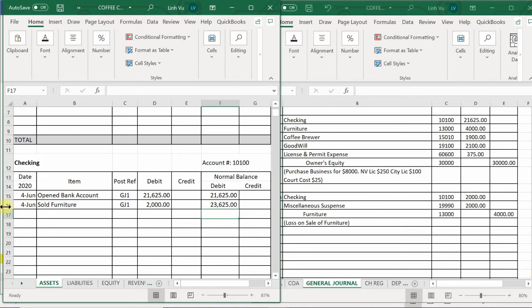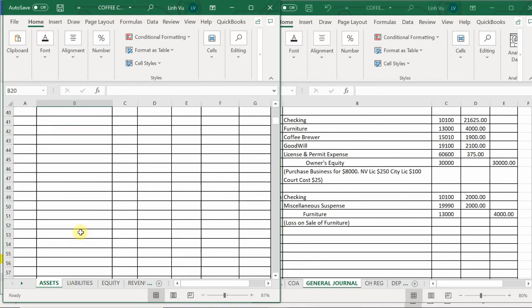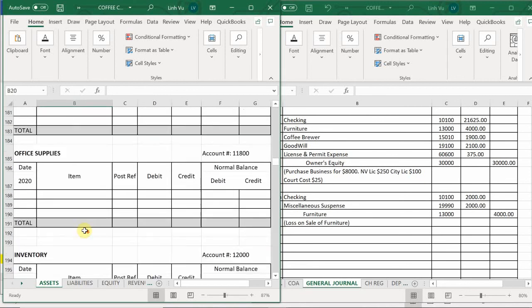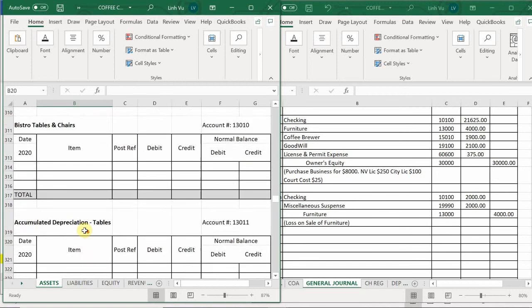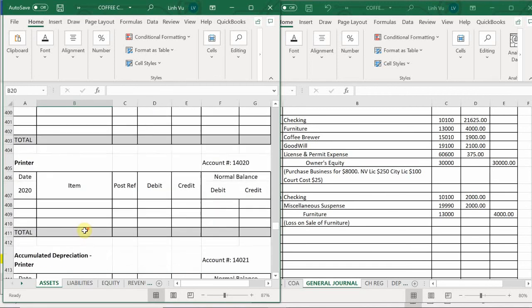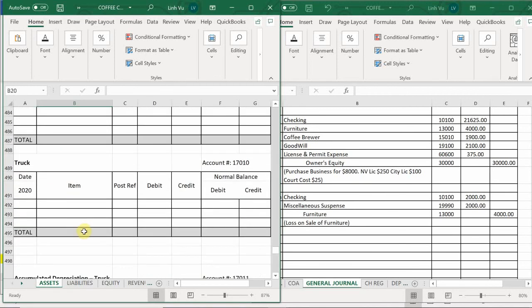So that's that right there. What's the next account that we're looking at? Miscellaneous expense, which should be at the very bottom, the very last account in your assets. So again, why do I go to furniture? Because you're going to forget the miscellaneous expense.